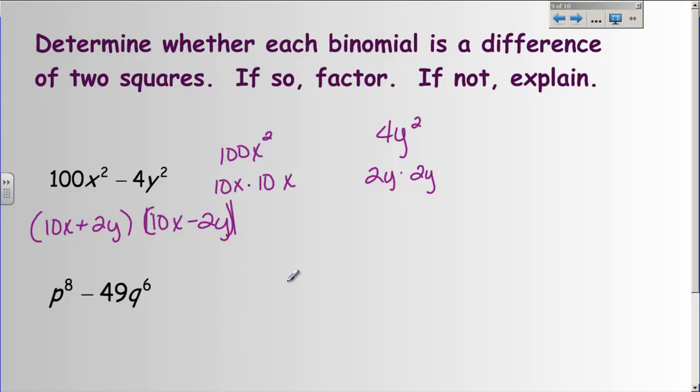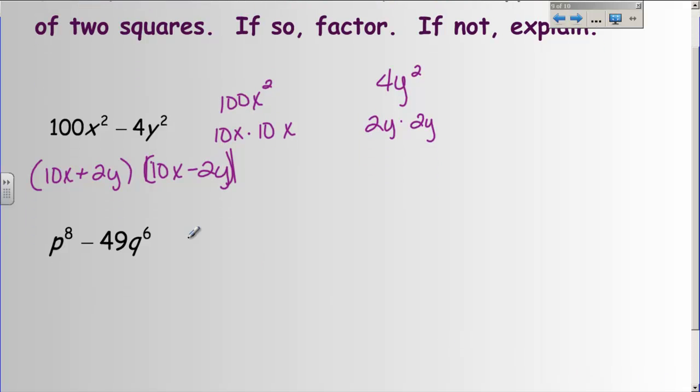So check the next one. Pause the video for just a second and go ahead and check the next one. Decide if it is a difference of two squares. Remember, when checking exponents, it's a number plus itself, not a number times itself. So p to the 8th is going to be a perfect square because it's p to the 4th times p to the 4th, because 4 plus 4 is 8.